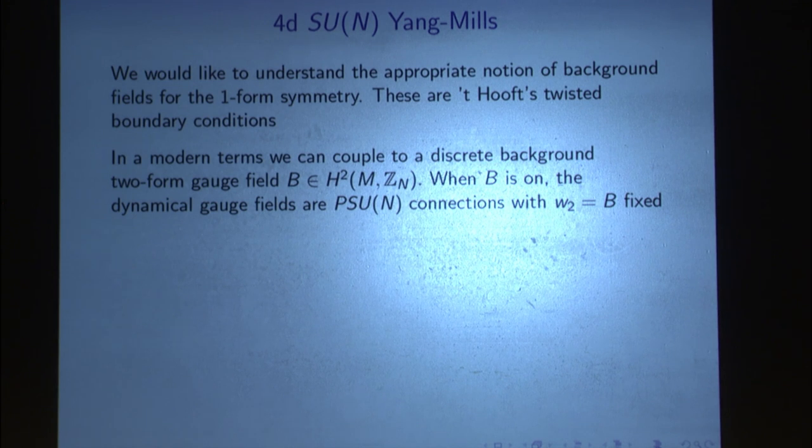And in order to apply our previous logic, we'd like to understand the appropriate notion of background fields for this one-form symmetry. And in a kind of older language, these are the 't Hooft twisted boundary conditions. So in modern language, it means that you can couple the theory to a discrete background two-form gauge field B. So B lives here. So M is space-time. And when B is on, what does it mean? The dynamical fields that we're summing over become PSU(N) gauge fields, but they have w_2 equal to this B, which is fixed and not summed over. So that's what it means to say that we turn on a background gauge field for this global symmetry.